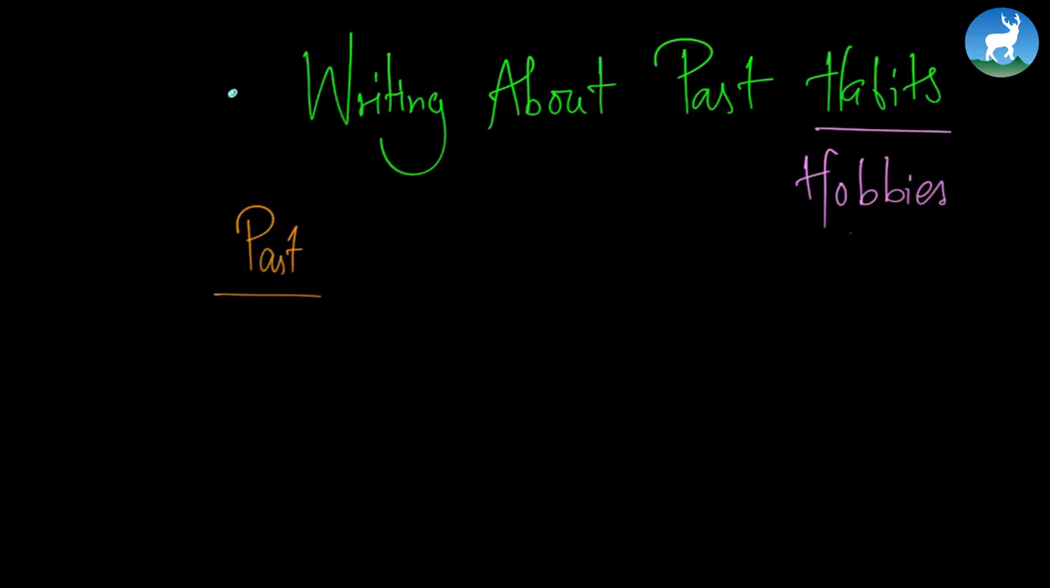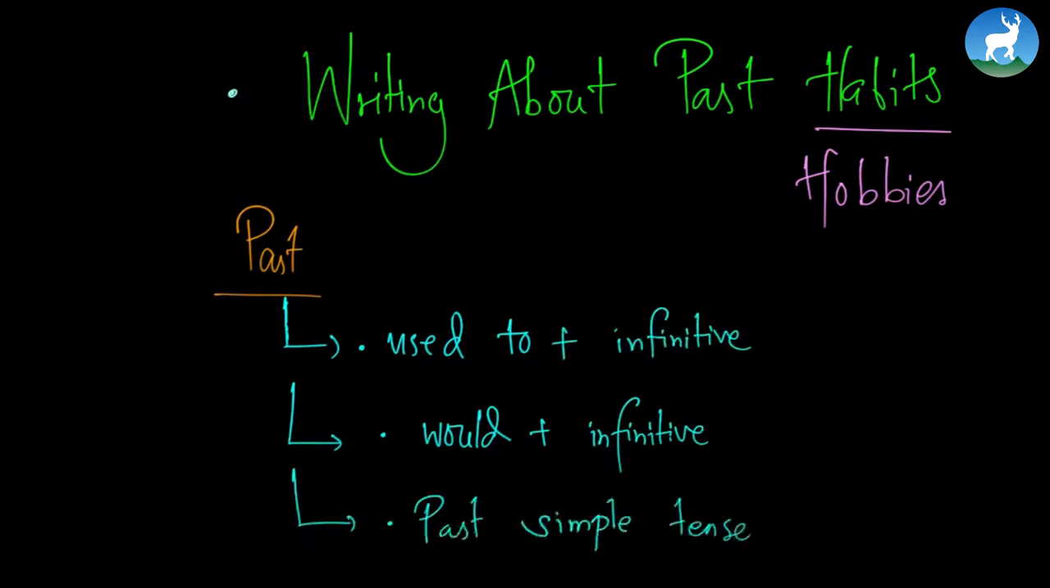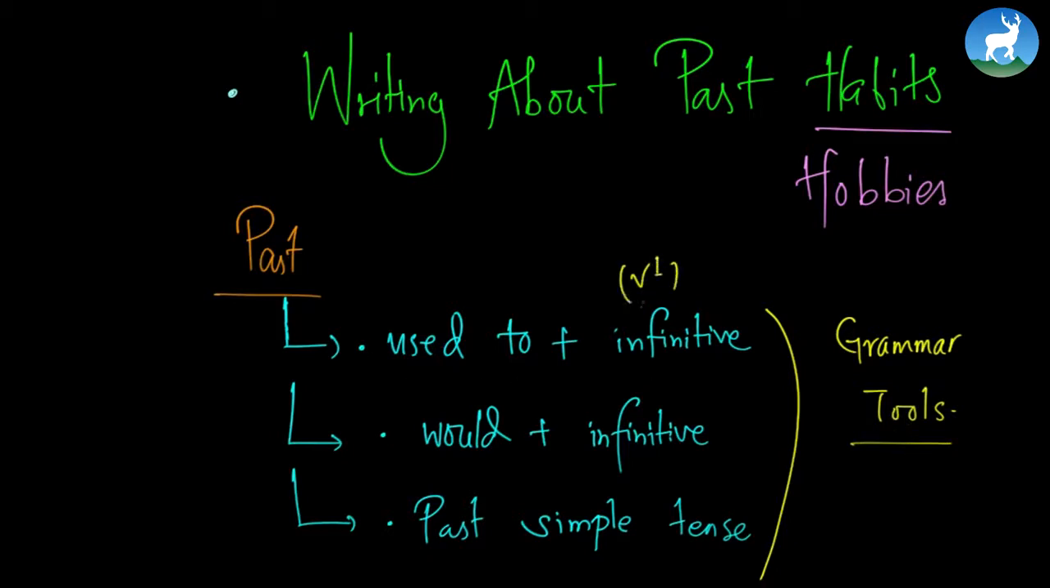So, what does that mean? That means we use structures like used to plus infinitive, would plus infinitive, and the past simple tense. So these three grammatical tools are used whenever we are writing about the past. So we'll use used to plus infinitive, which is also known as the base verb V1, would plus V1, and past simple tense. Before doing that, let's just jot down the main ideas about childhood.